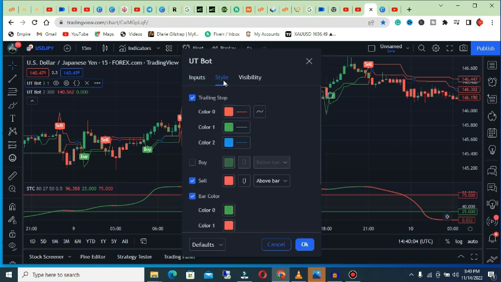On the style part, come over here on the buy part, which is ticked, and make sure you untick it. Make sure you untick that buy. That's the only thing you have to change here. When you're done, you hit save.